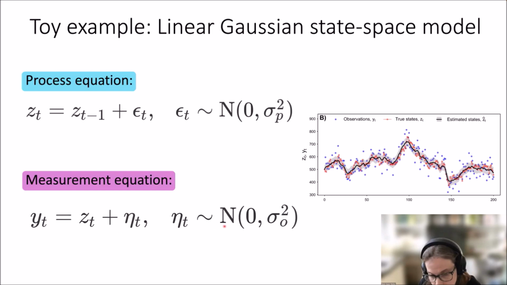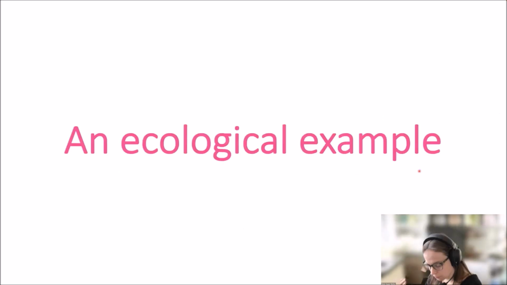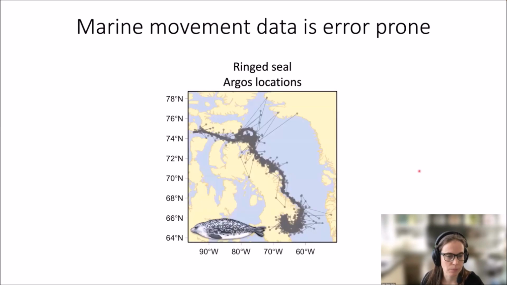And again, the error is normally distributed with a standard deviation, which is different from the one in the process equation. And if we simulate from this model, we get this time series that we looked at in the beginning. Okay, so this is a very simple example that we'll see again in the tutorial. And then I'll build up on a little bit more complex ecological example.